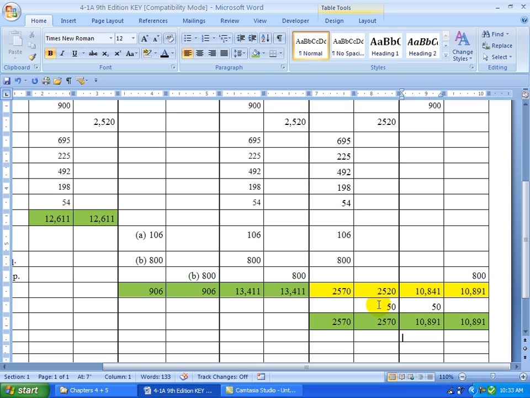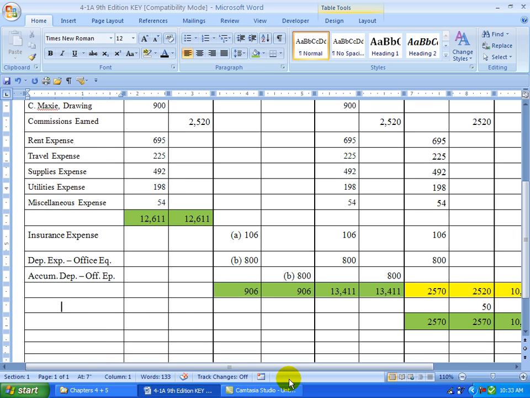Now this $50 represents a net loss to us because our expenses were greater than our revenue. So we're going to go back over to this same line over here, and we're going to write in net loss to show that's what we had. If our revenue were greater than our expenses, we would have net income written here. And that concludes the worksheet.